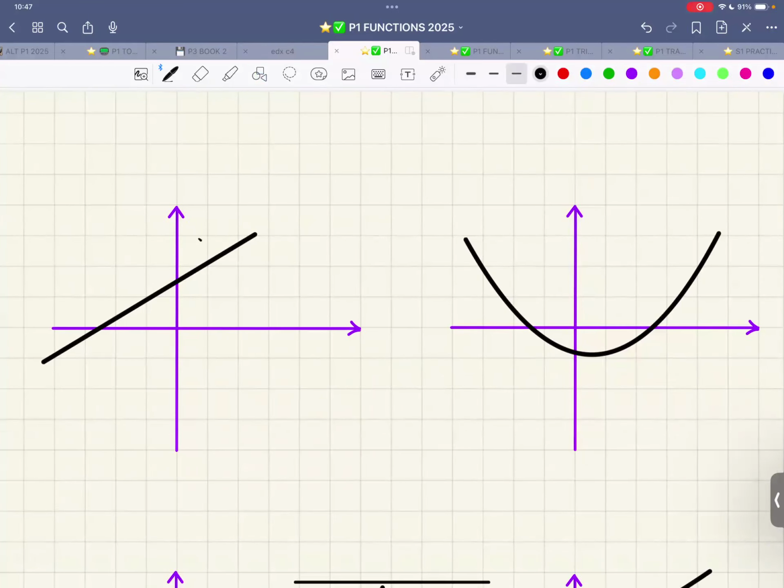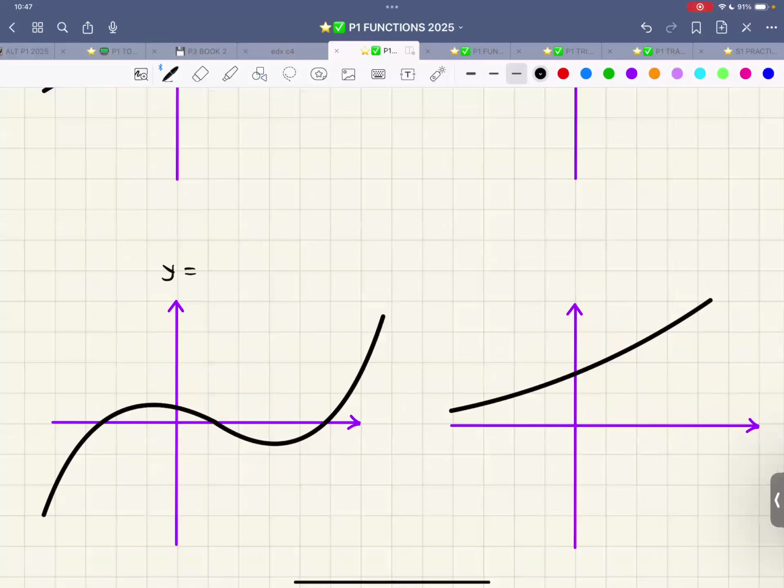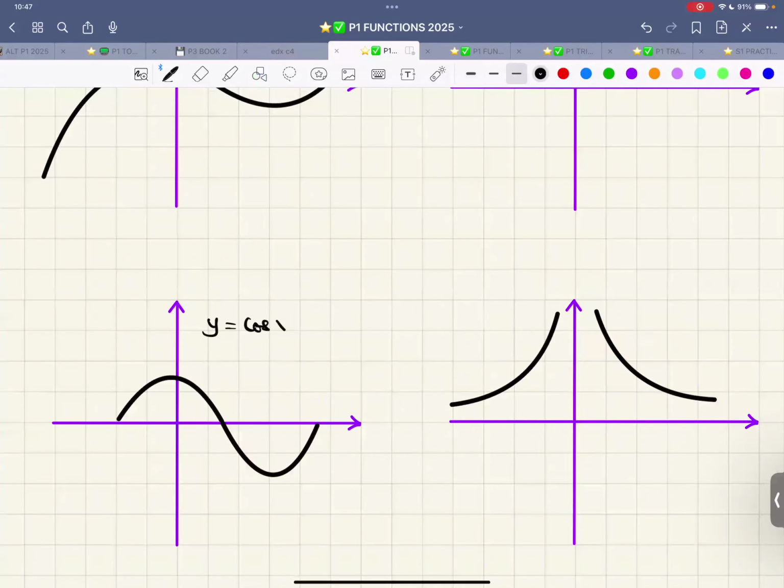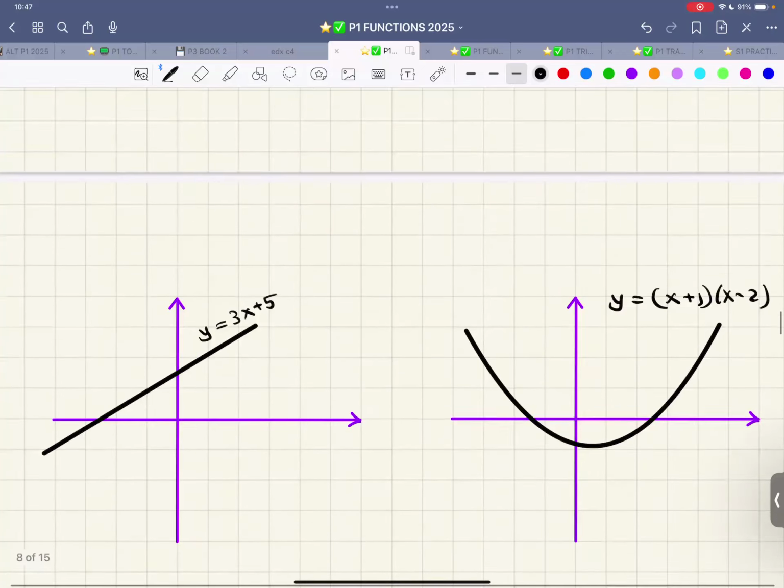Let me write it. This is, let's say, y is equal to 3x plus 5. This is y is equal to (x plus 1)(x minus 2). This is y is equal to a cubic function, (x minus 2)(x plus 2)(x minus 1)(x minus 3). This is y is equal to 3 power x. This is y is equal to cosine of x. It's starting from negative 90 degrees and going till 270 degrees. This is y is equal to 3 over x squared. Now, all these are functions.